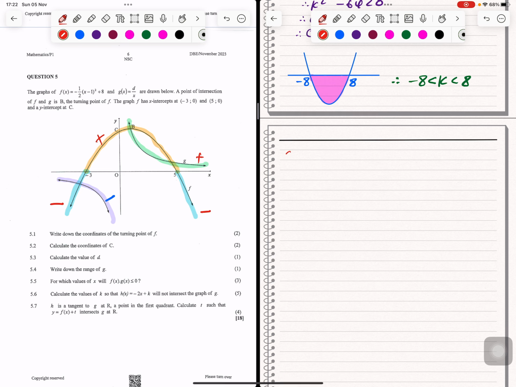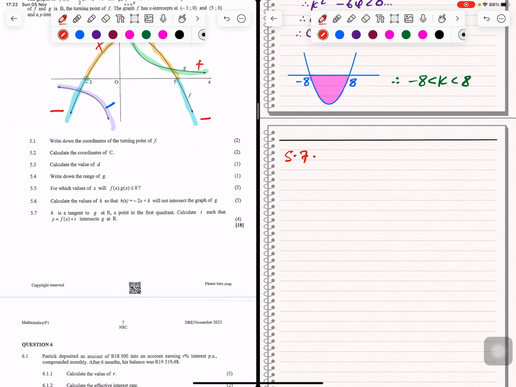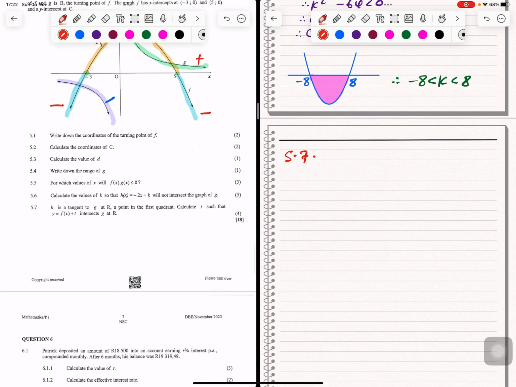And then now 5.7, what are they saying now? They are saying that h is a tangent to g at a particular point r. So this point r is located in the first quadrant. Calculate t such that y equals f at x plus t intersects g at r.